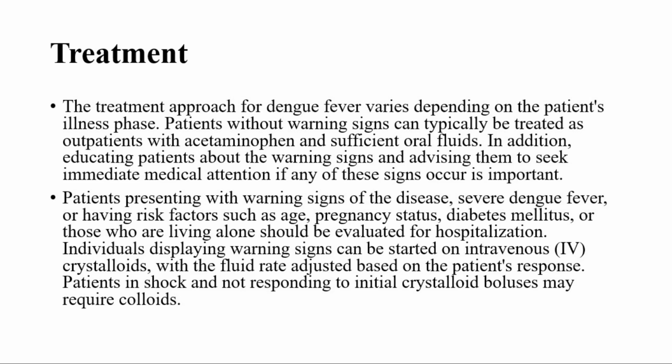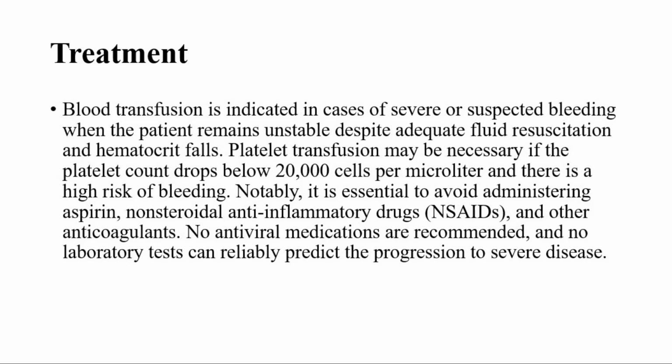Individuals displaying warning signs can be started on IV crystalloids, or even colloids. Blood transfusion is indicated in cases of severe or suspected bleeding when the patient remains unstable despite adequate fluid resuscitation and hematocrit falls. Platelet transfusion may be necessary if the platelet count drops below 20K or if there is a high risk of bleeding. It is essential to avoid administering aspirin, NSAIDs, and other anticoagulants. No antiviral medications are recommended, and no laboratory tests can reliably predict the progression to severe disease.